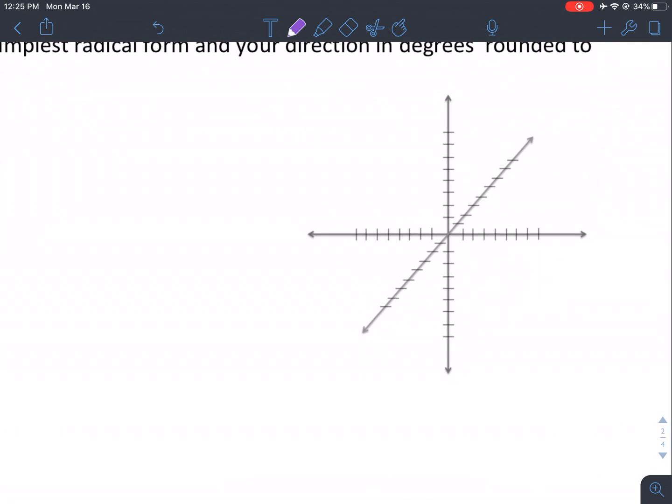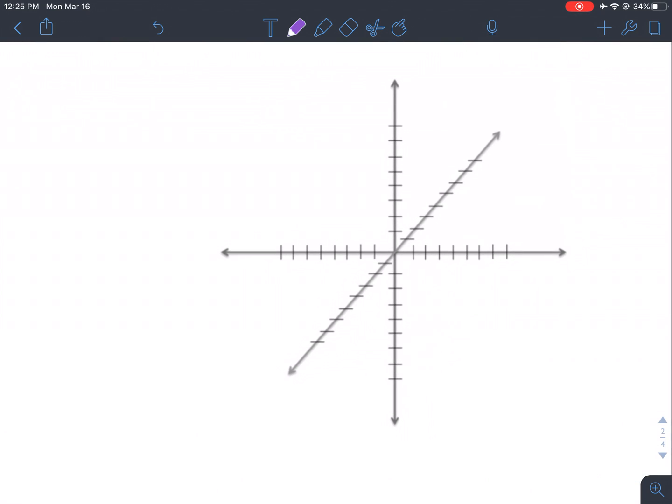So part A, I have to go out 1. Here's the positive x. I have to go out 1, left 6, and up 6. So left 1, out 1, left 6, up 6. Somewhere in space, a point A.